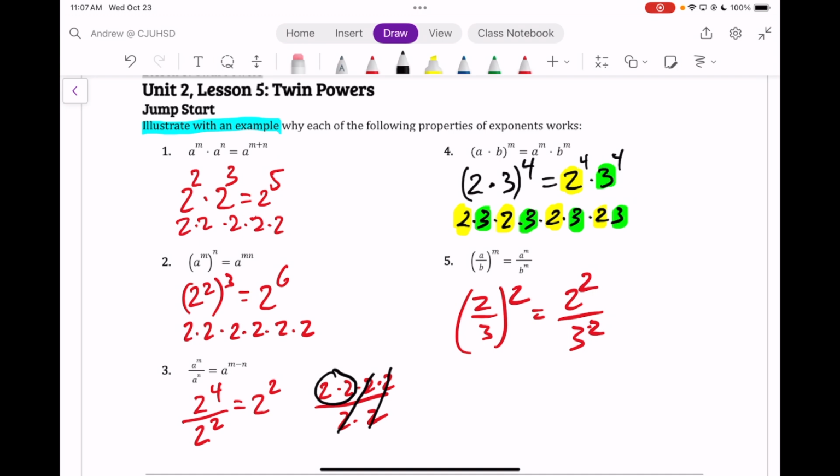In the Jump Start, we gave examples of each of the rules of exponents, and also by writing them the long way, we're able to prove that they actually work. So here they are. If you need them, pause the video. Otherwise, we're going to move forward.